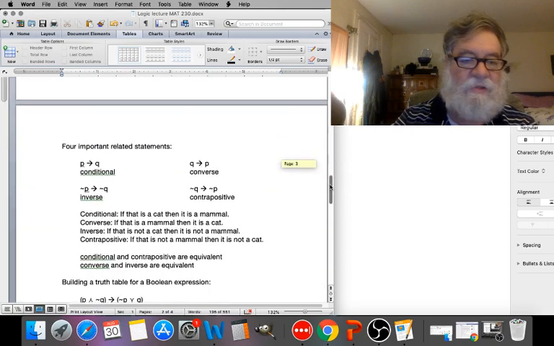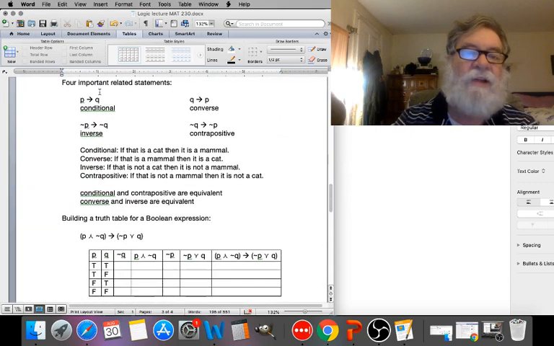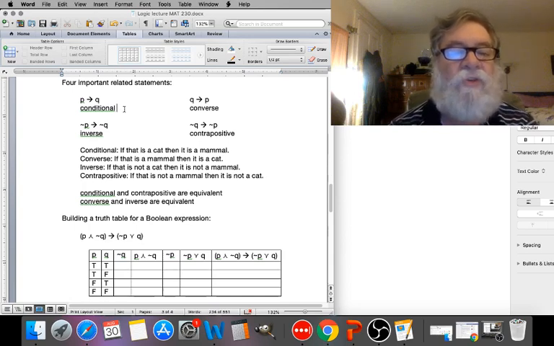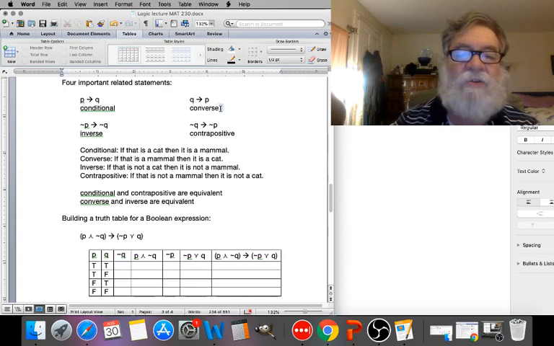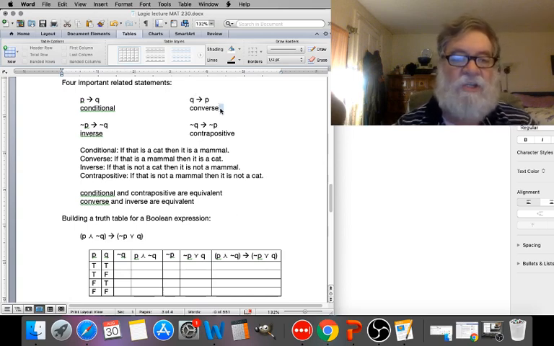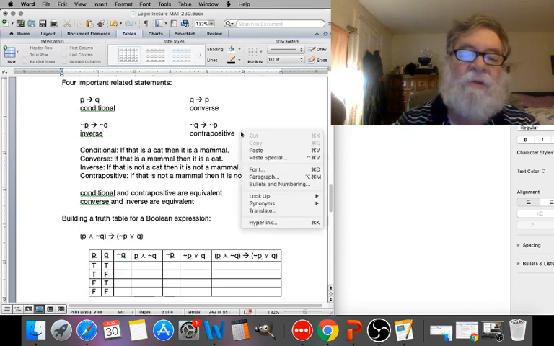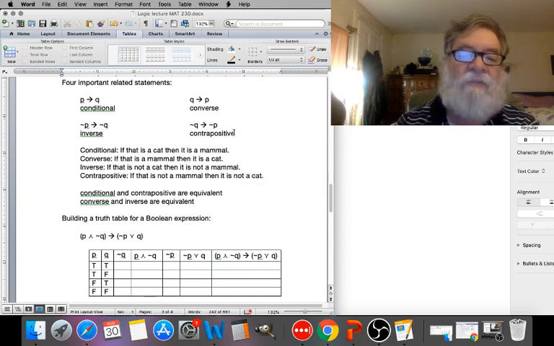Okay, what else? There are four important related statements. If you have the conditional P implies Q, you can also consider what happens if you reverse P and Q, and that gives you the converse. Q implies P. You just get it by reversing the statements. Or you can keep the statements in the same order, but negate them. Not P implies not Q. Or you can do both together. Not Q implies not P, and that gives you the contrapositive.